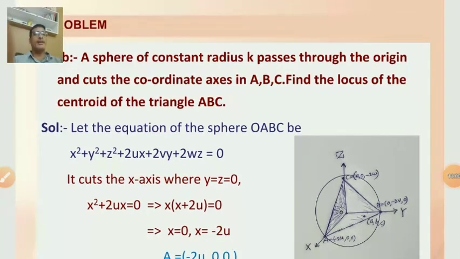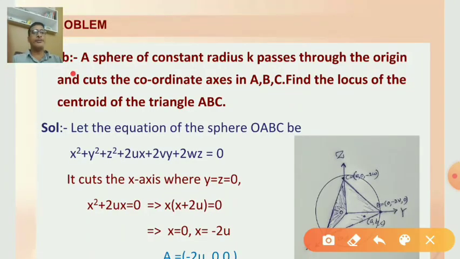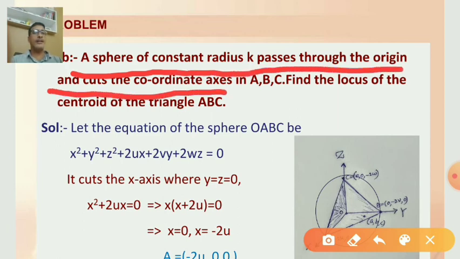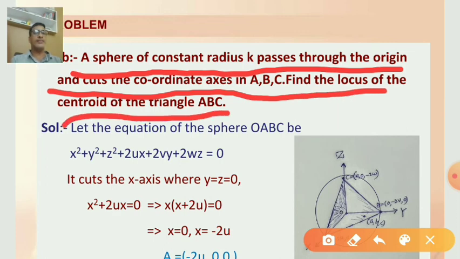A sphere of constant radius k passes through the origin and cuts the coordinate axes in A, B, C. Find the locus of the centroid of the triangle ABC. So there is a sphere of constant radius k.